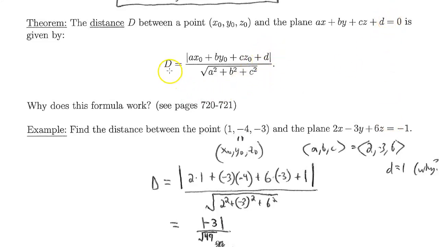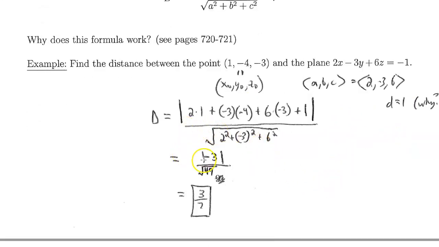Okay, so if we plug things in, the capital D, the distance, will be, well, our ABC, remember, was 2, negative 3, 6. So we put 2 times 1 plus negative 3 times negative 4 plus 6 times negative 3 plus 1, that's what our D is, all over the square root of a squared plus b squared plus c squared. Okay, and our ABC, again, was 2, negative 3, 6. Well, if you work out the details, you get negative 3, and it's really the absolute value of negative 3 over the square root of 49, so it ends up being 3/7.